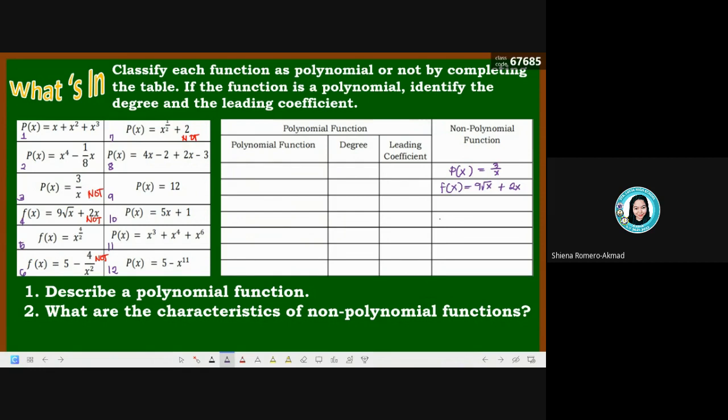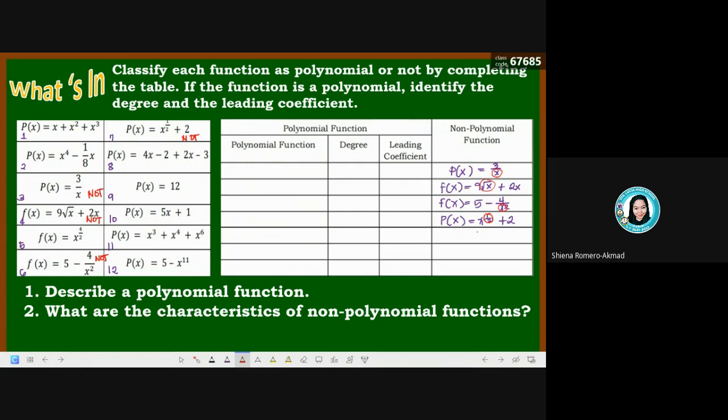Kasi number 6, we have f of x equals 5 minus 4 over x squared. And we also have p of x equals 1 over x raised to 1 half plus 2. So bakit sila hindi polynomial function? It is because there is a variable x inside the radical sign in the denominator, and it has a fraction exponent. So, walang ganun tayo sa polynomial function.